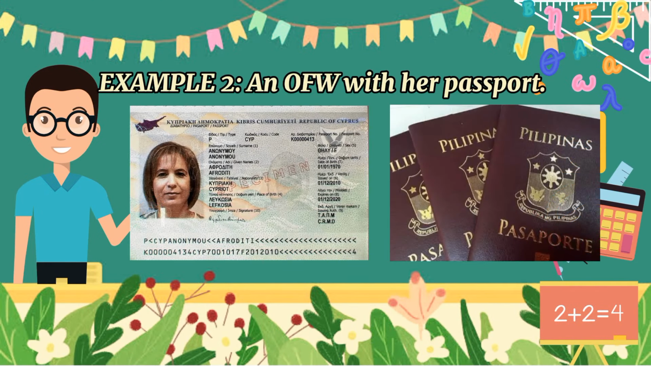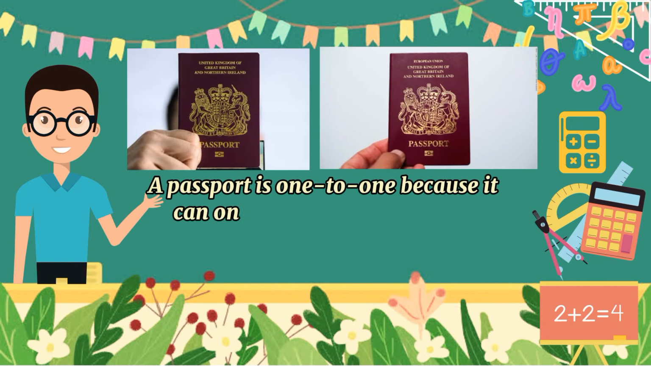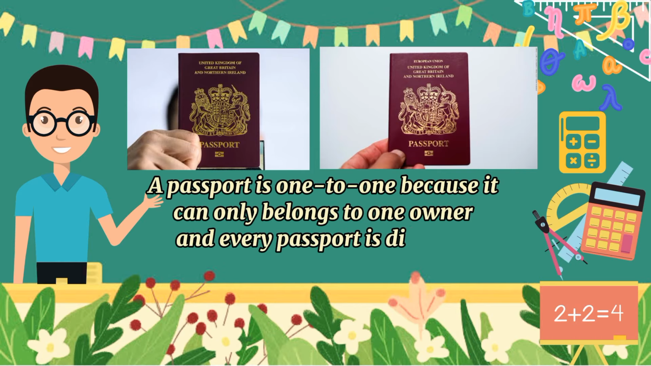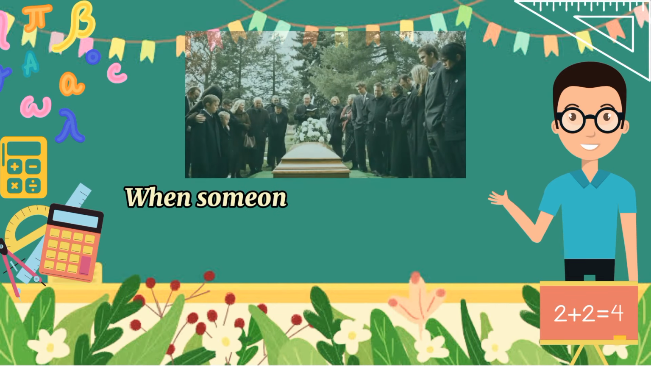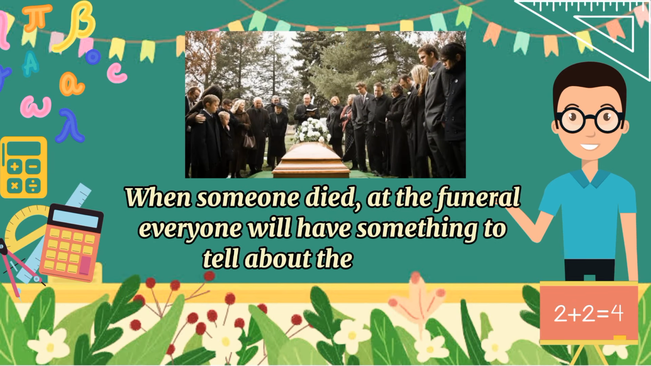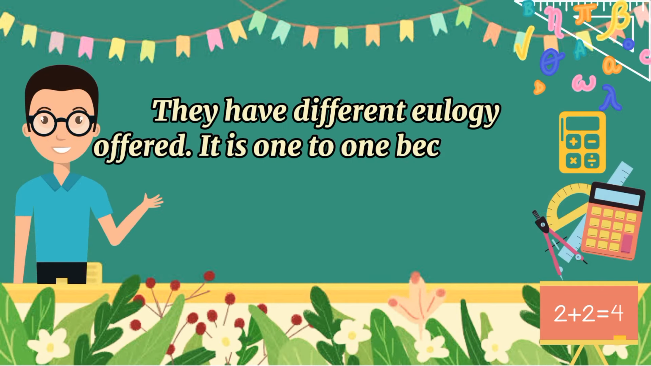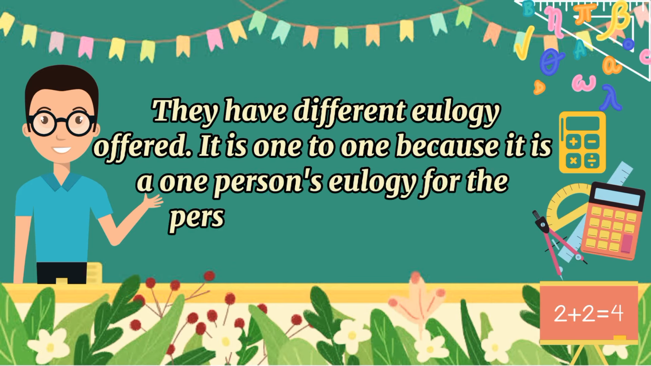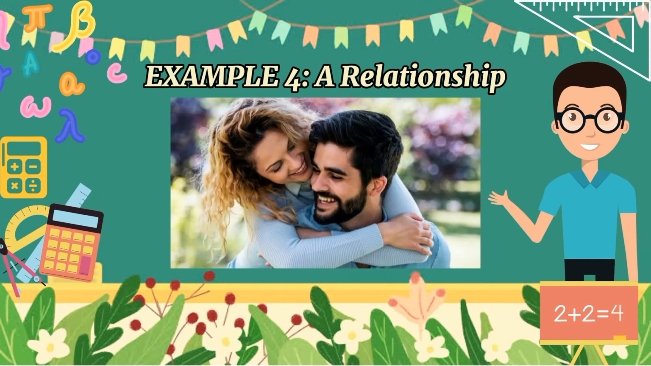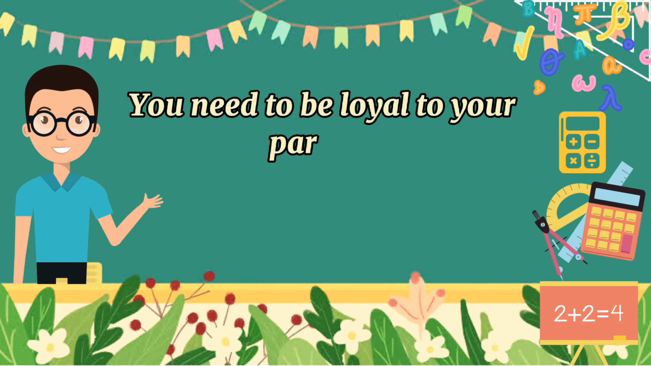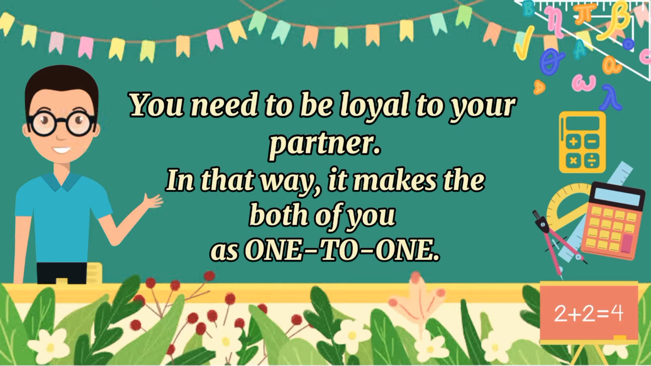Another example is an OFW with her passport. A passport is one-to-one because it can only belong to one owner, and every passport is different from others. Another one is a funeral and a eulogy. When someone has died, at the funeral everyone will have something to tell about the person. They have different eulogies offered. It is one-to-one because it is one person's eulogy for the person's funeral they're attending. The last example is a relationship. You need to be loyal to your partner. In that way, it makes the both of you one-to-one.